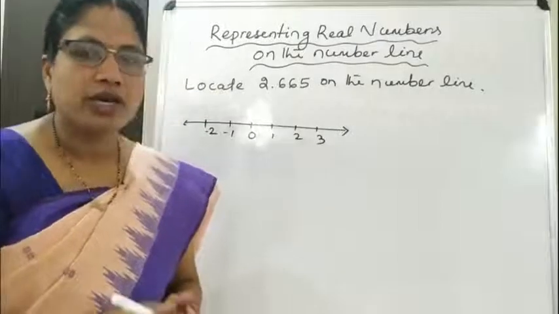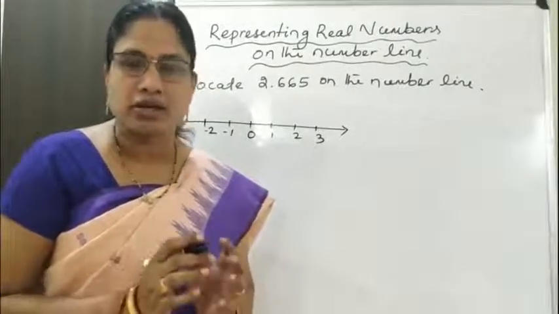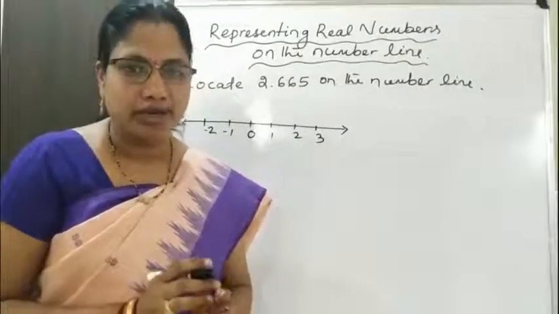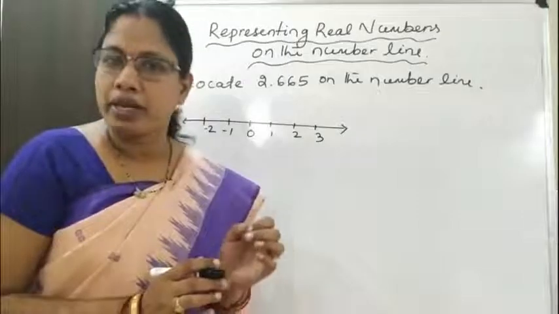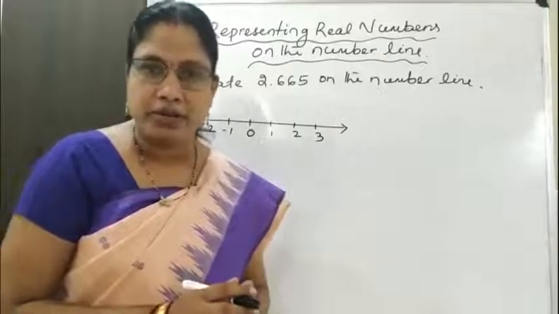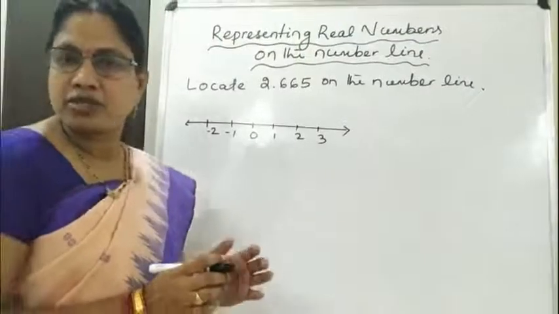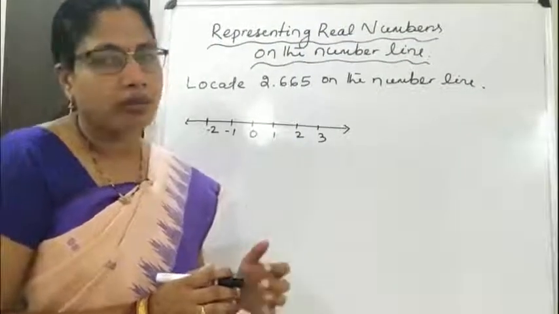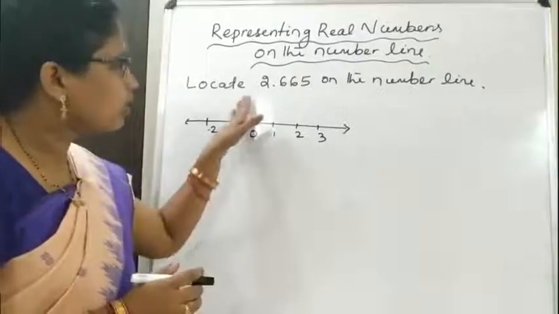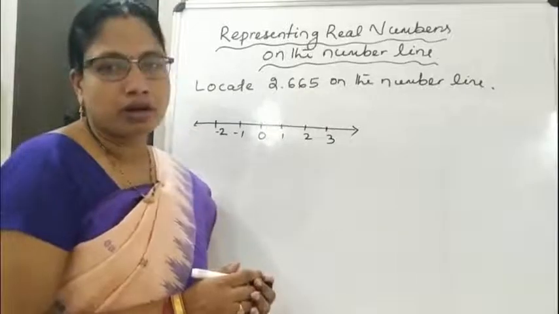Dear students, in our previous class we discussed the decimal representation of rational and irrational numbers. So we know that any real number can be expressed in the form of a decimal expansion. From this decimal expansion of any real number, we can represent any real number on a number line. So one question is, locate 2.665 on the number line.